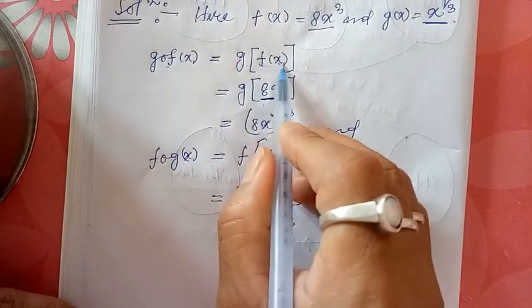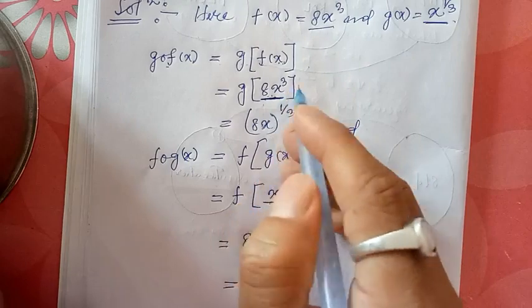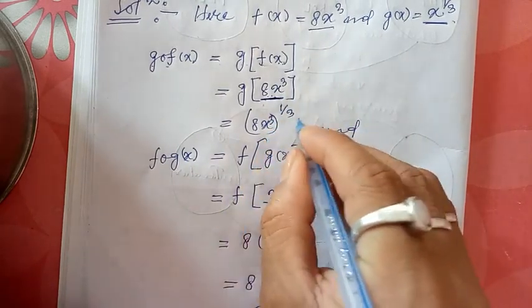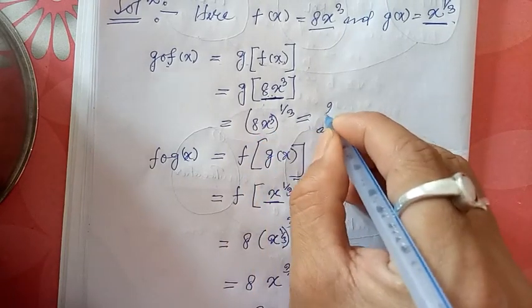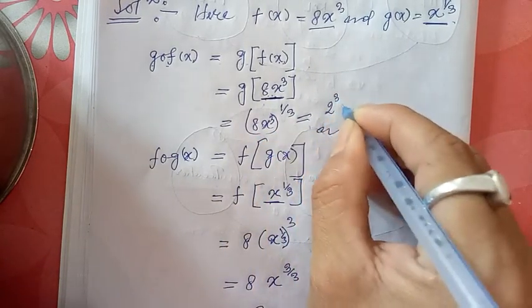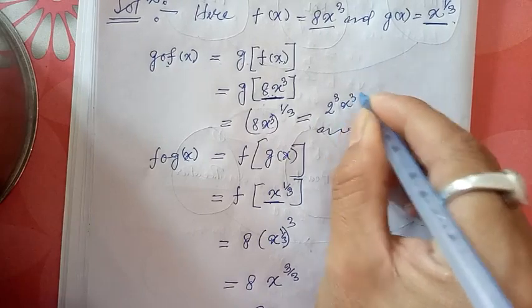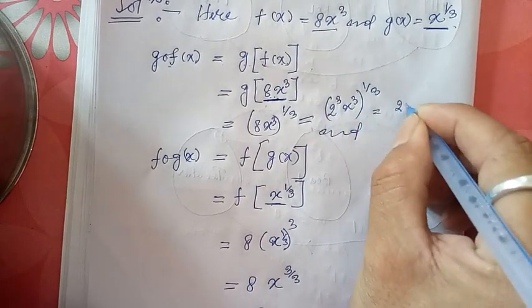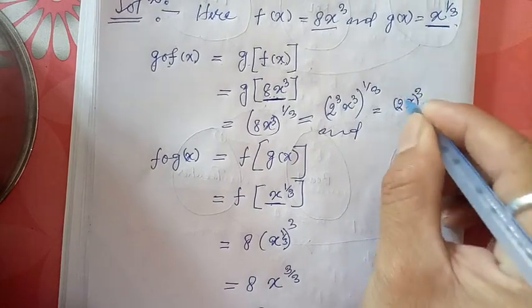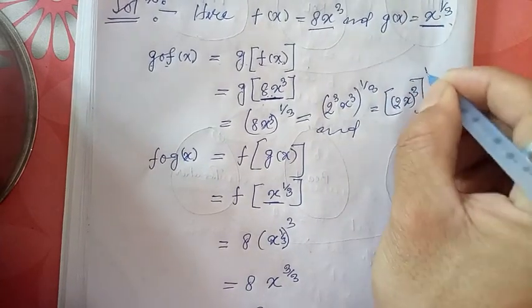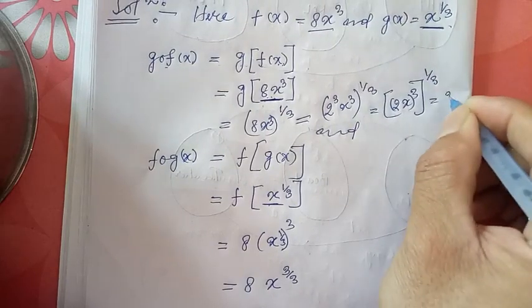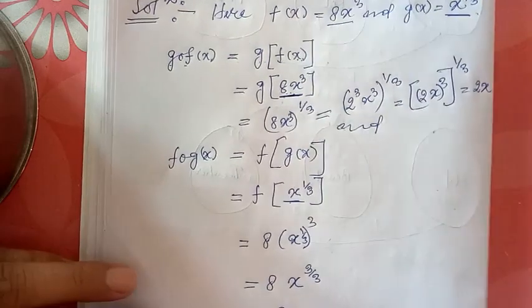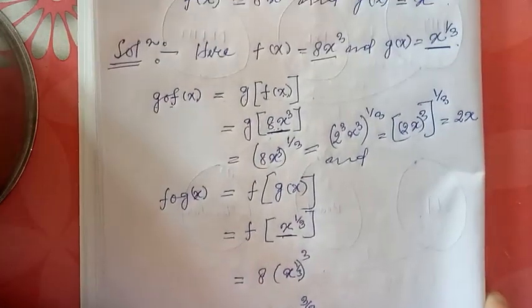Now you see once again, in f(x) we put the value x^(1/3). If you solve this, you get 2^3 times x^3 to the power 1/3, which is equal to 2x^(3 times 1/3), equal to 2x. So in this way we put the values accordingly.